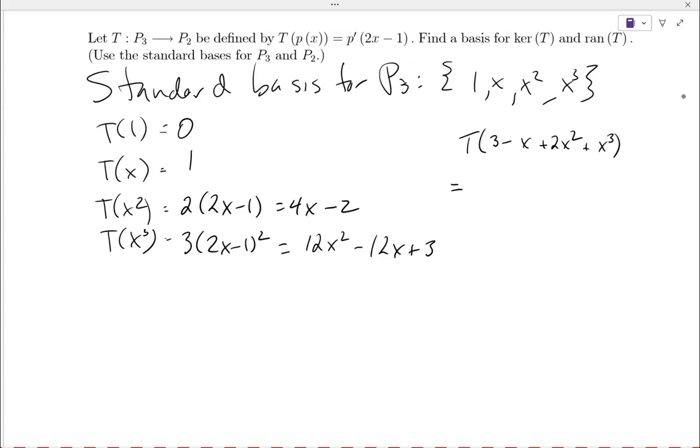I can break this up over the sums and differences and pull out the constants, right? That's the whole point of doing it on the basis. This would be 3 times the transformation applied to 1 minus the transformation applied to x plus 2 times the transformation applied to x squared plus the transformation applied to x cubed.